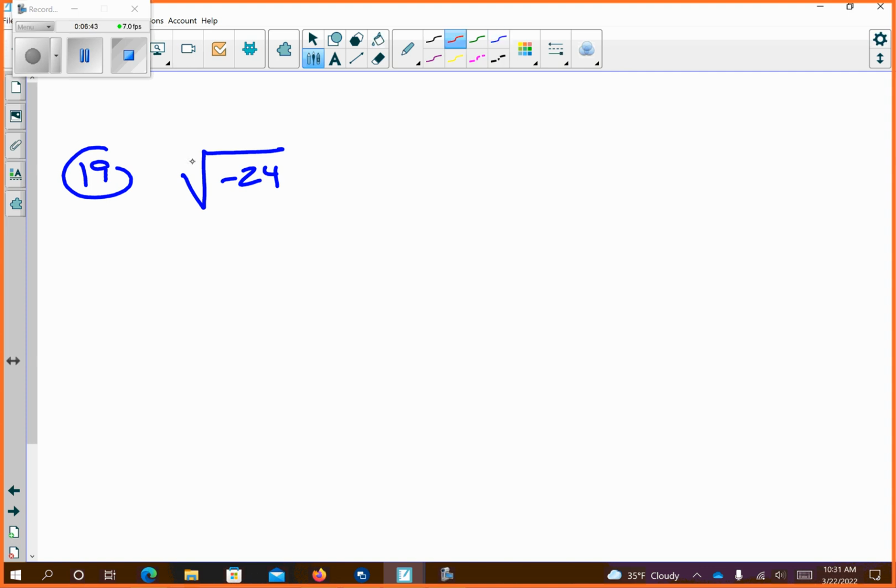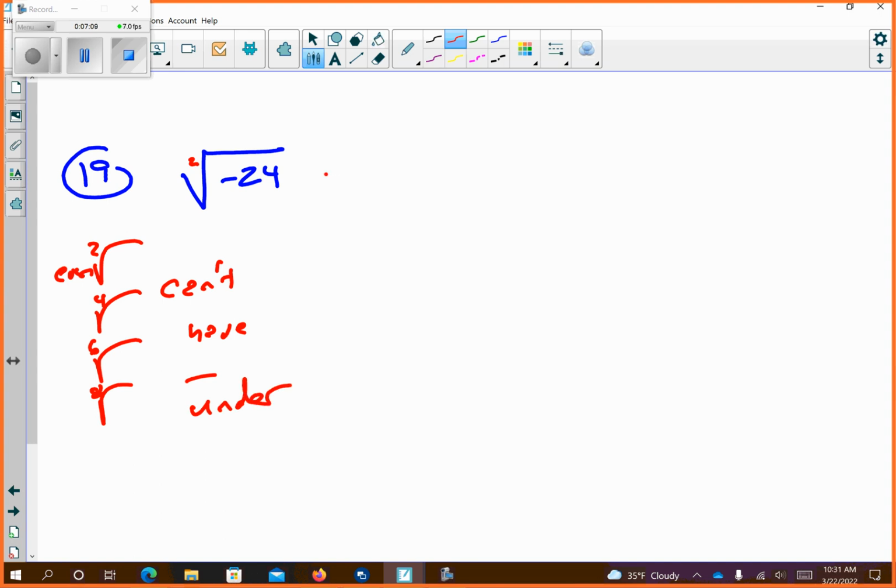So things that I have to know. If I don't have a 2 here, there's a 2 there. It means square root. That's the one thing to know about. If I have square root, 4th root, 6th root, 8th root, which are even roots, I can't have a negative under the radical sign. So this automatically says this is a non-real number. And that's all you'd have to do. You don't have to go any further.